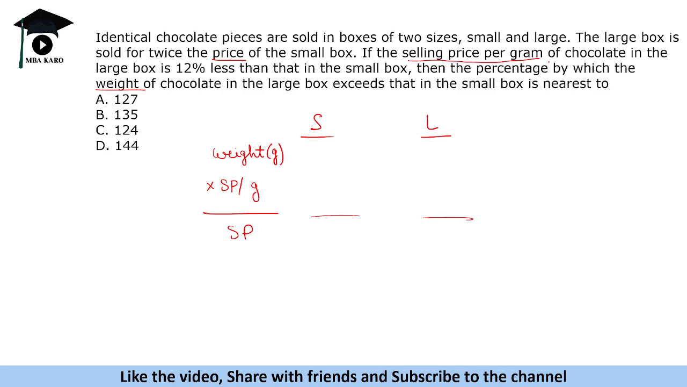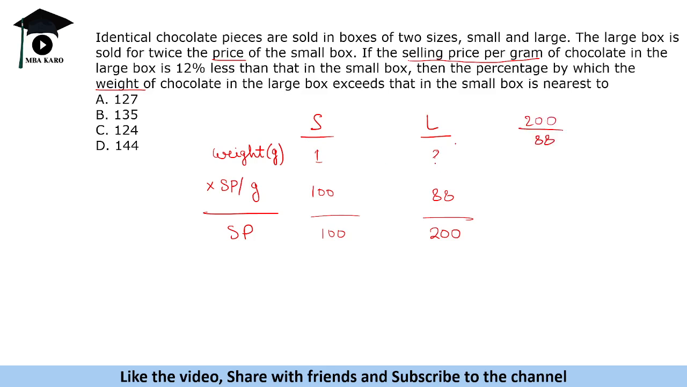We are given that the large box is sold for twice the price. So let us say the smaller one is sold for 100, so the large will be sold for 200. The other information given is that the selling price per gram of chocolate in the large box is 12% less. So let us say in the small box the selling price per gram is 100, and it will be 88 in the large. Now if the selling price per gram is 100, the weight will be 1. So we need to find the weight of this and compare. The weight of the larger chocolate will be 200 by 88.